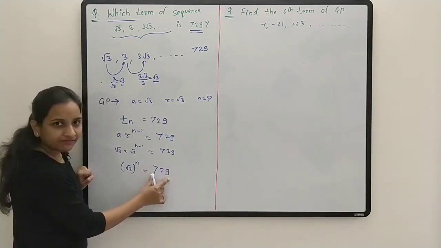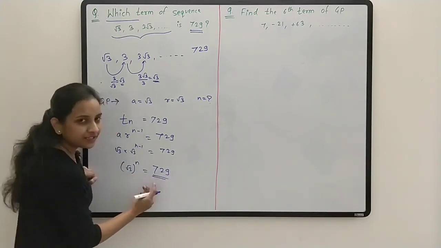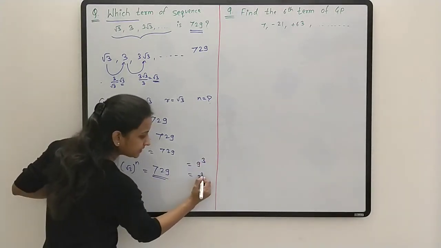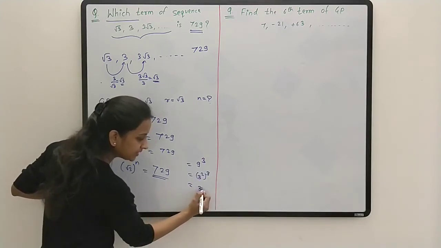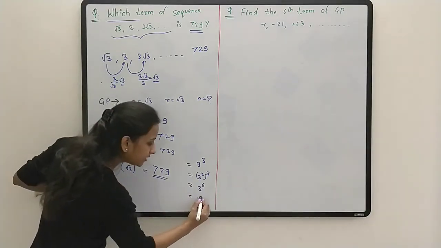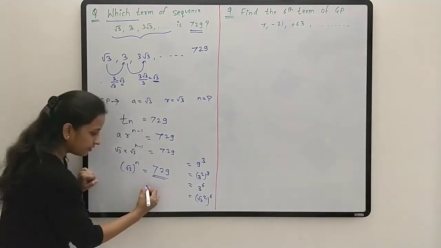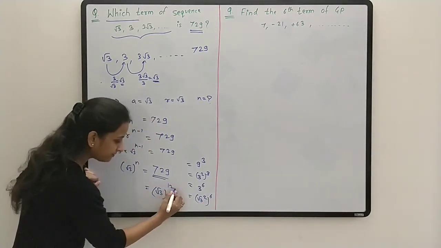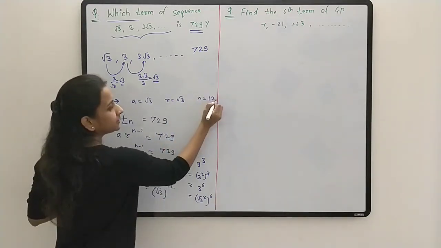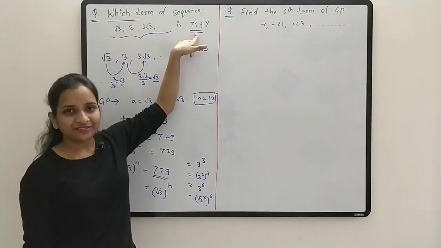Now we have to find the factors of 729 in the terms of root 3. See, 729 is 9's cube, that we all know. So we can write this as 3 square whole cube. So this is nothing but 3 power 6. But we have to find in the terms of root 3. So we can write root 3 square, right? Then whole power 6. So we can write this as root 3 whole to the power 12. So n is equals to 12, right? So this is our answer. 12th term of this series is 729.